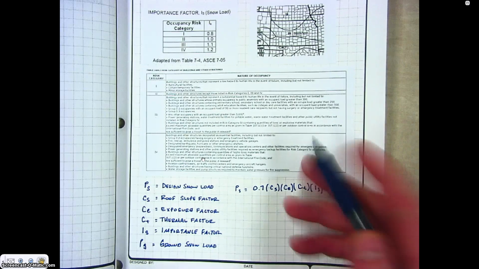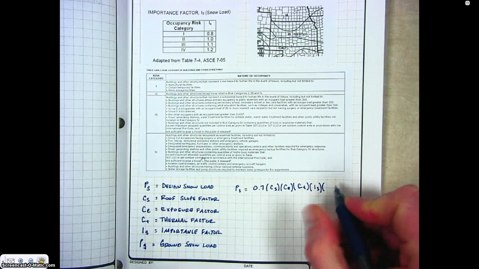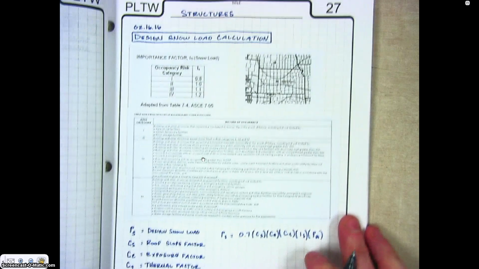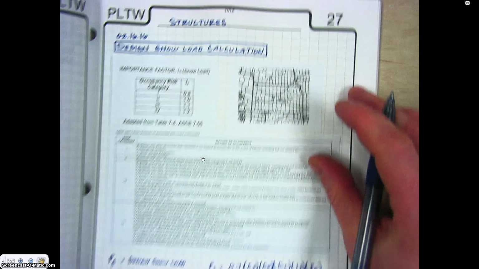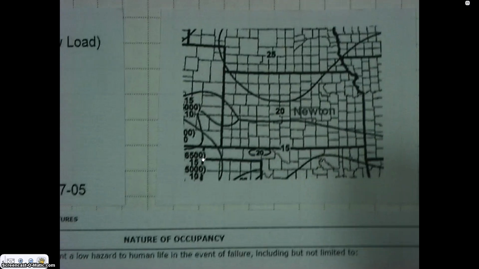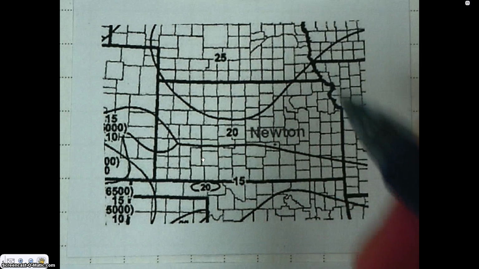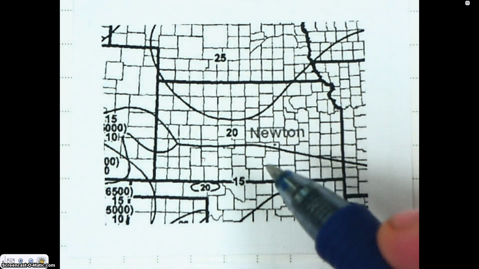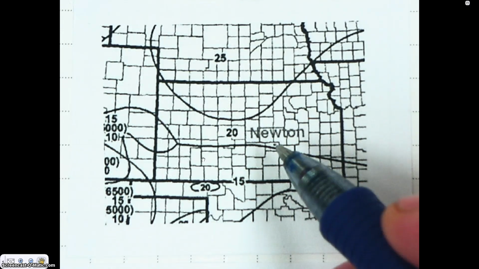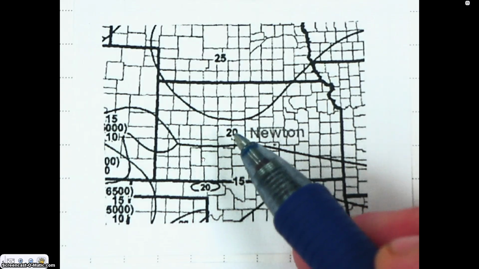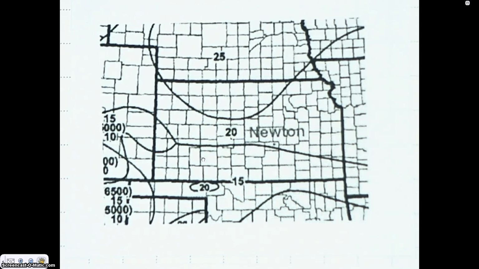Ground snow load is what we multiply the importance factor by. Ground snow load is, again, a number that's estimated based on historical data for that area. I have printed off and copied a spot on the map for Newton. Newton is represented by this dot, which means we have a ground snow load here of 20. And so that's the number we'll input for that.